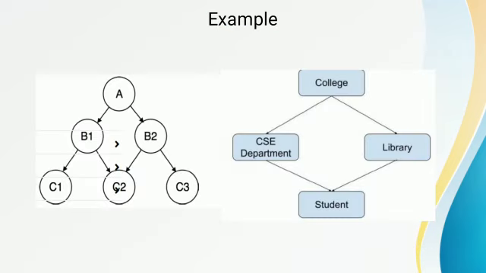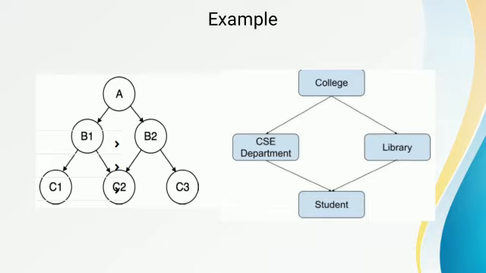What about this? Here A is the root node, B1 and B2 are child nodes, and C1, C2, C3 are other child nodes. What is the parent for the C1 child? B1 only. What are the parents for the C2 child? C2 can have more than one parent, that is B1 and B2. And C3 is one child that can have only one parent.